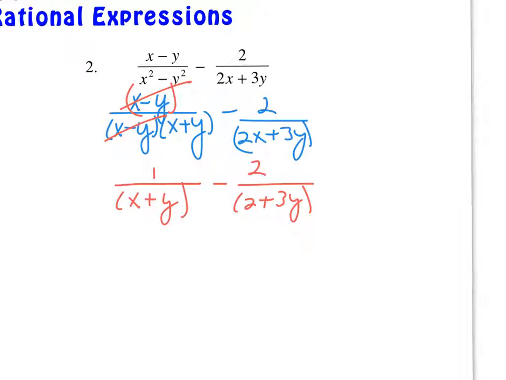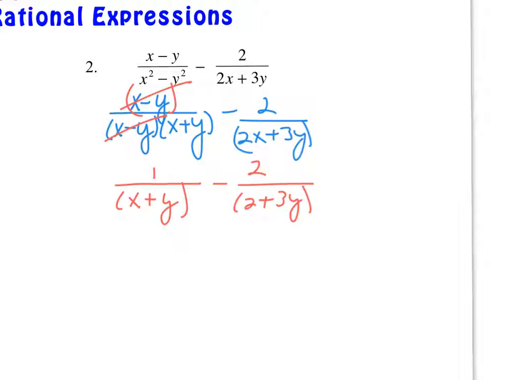And my common denominator is going to be the combination of this and this, right? Just like in our simple fraction that we looked at before, I had 1/2 plus 1/3, and I ended up having to multiply those to get 6. Well, I'm going to do the same thing here. I'm going to have to multiply this x plus y by the 2 plus 3y to come up with a common denominator.